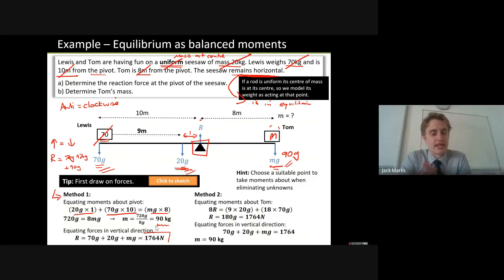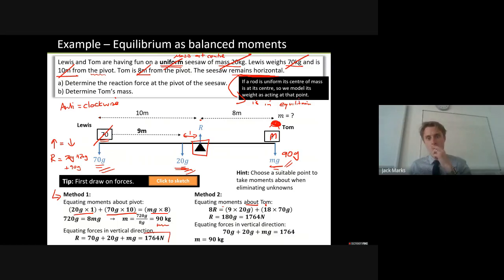However, later on you will see it's normally better to take moments from one end of the ladder. And this will seem very unusual to you. But the idea is with moments, it doesn't actually matter if you take moments from either side of your pivot or if you take them from one end of the ladder or seesaw or whatever it is. There are some techniques that we use to find the best place to do it, but normally from one end you will do this. So we can take the moments about Tom.